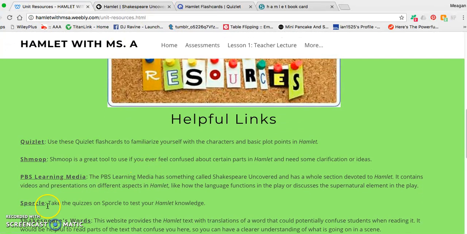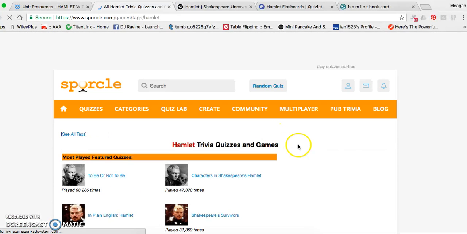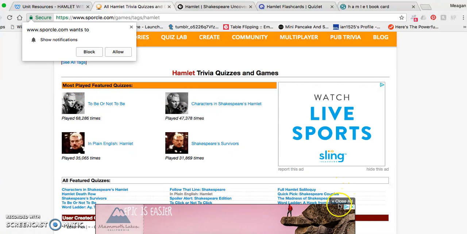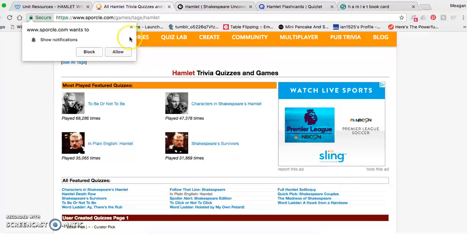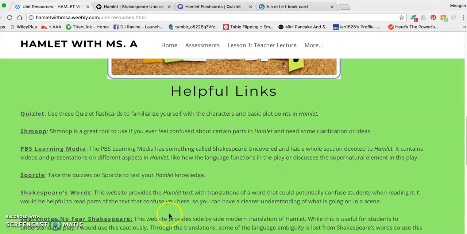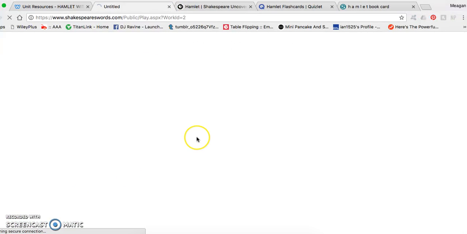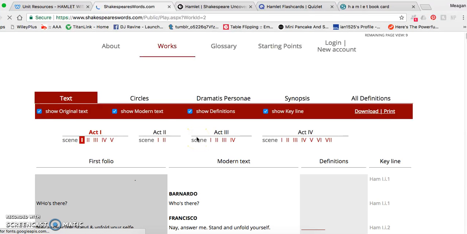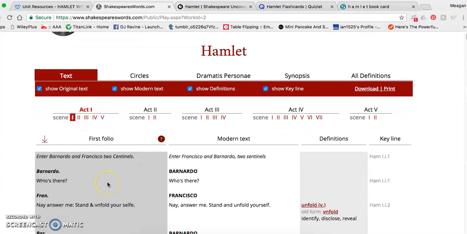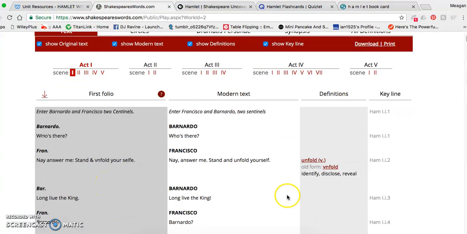And then we have Sporcle, which has a variety of quizzes that students can use to test their knowledge on Shakespeare, or on Hamlet, to make sure that they're understanding what's going on, and if on the AP test they ask questions about it, then they would understand what's going on. And here we have Shakespeare's Words. Now Shakespeare's Words is nice because it provides the folios, which is the original text, the modern text, and the definitions.